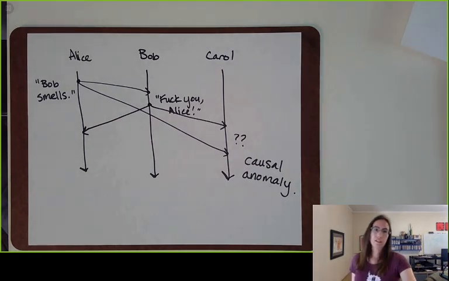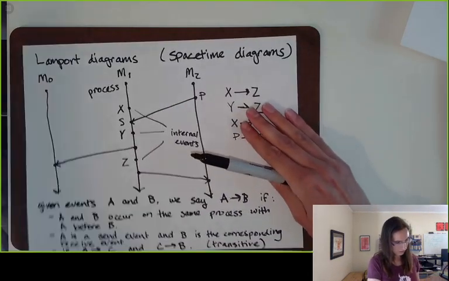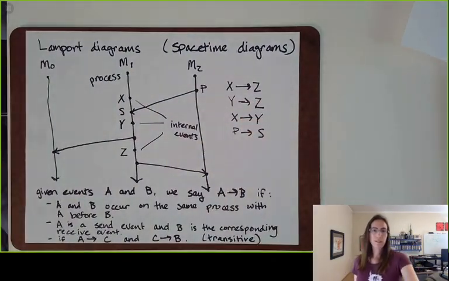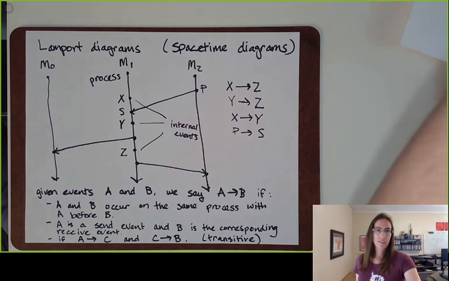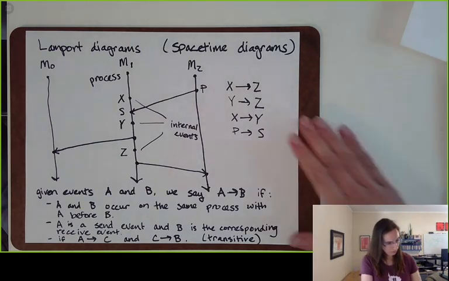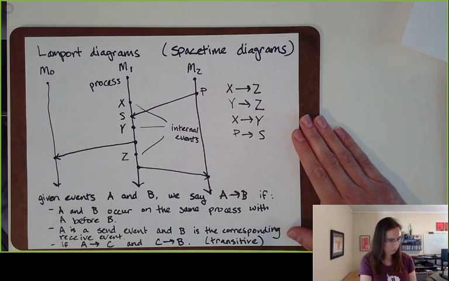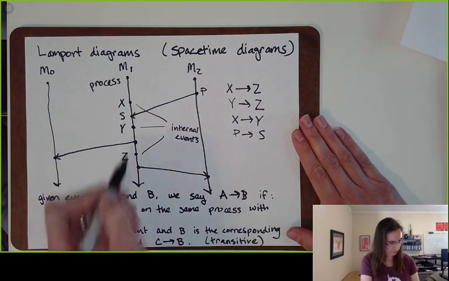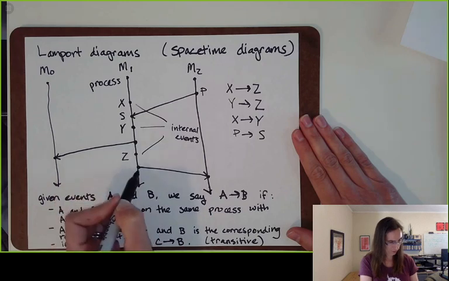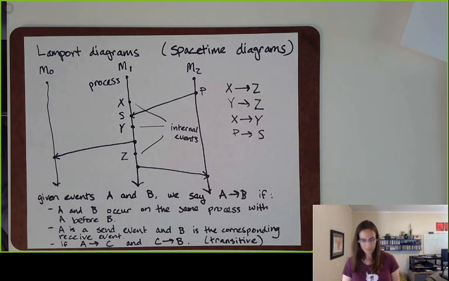Let me back up a second. Somebody asked another question about the previous drawing I did. Yeah, so somebody thought Y was both a send and receive event. No, it's actually neither. It's an internal event. So P is a send, S is a receive, X, Y, Z are internal events. These ones I didn't give names to, but these two are sends and these two are receives. Feel free to ask more questions if that didn't make sense.